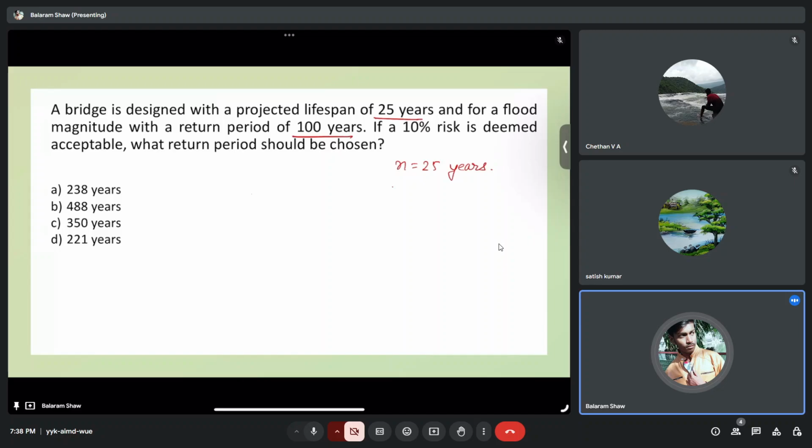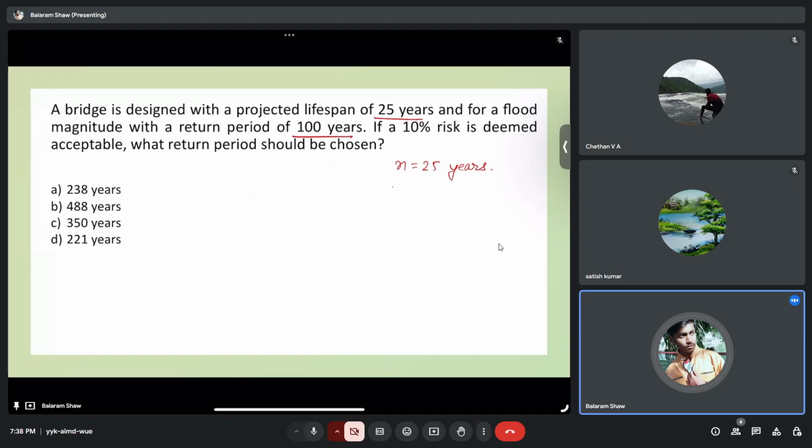Okay, we'll move to the next question then. The next question is: the hydraulic risk of a 100-year flood occurring during the 2-year service life of a project is. So with a 2-year service life, n is equal to 2 years, and the return period is given as 100 years. Remember that we talked about the 100-year flood in the beginning. The 100 years represents the return period.